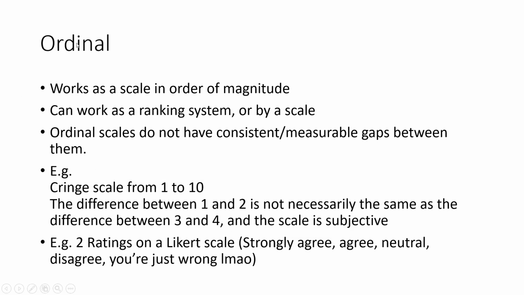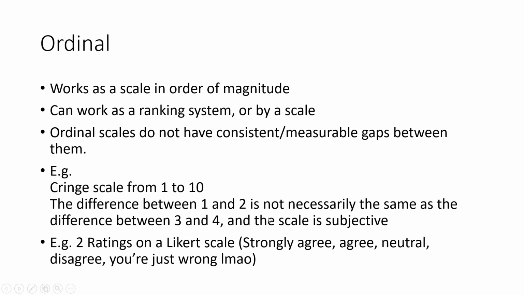So next we have ordinal, which uses scales that are ranked in order of magnitude. Now you can rank them in two ways. Either you can rank the data itself, or you can use some sort of scale. But when you do use the scale, it doesn't have to have consistent gaps between each point, right? So let's look at an example.